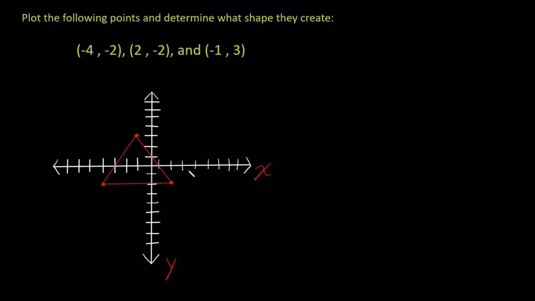And now that we have this triangle plotted here, we could use the points to determine the side lengths and the height. So I just want you to keep this in mind, that you can use the coordinates to not only plot the shape, but also figure out the area and even the perimeter.